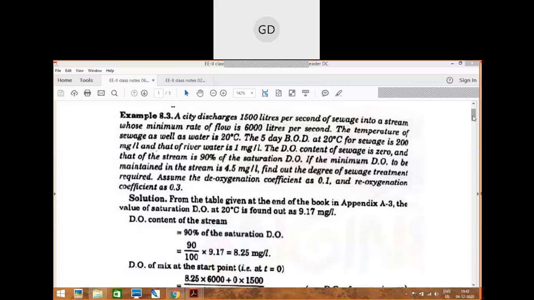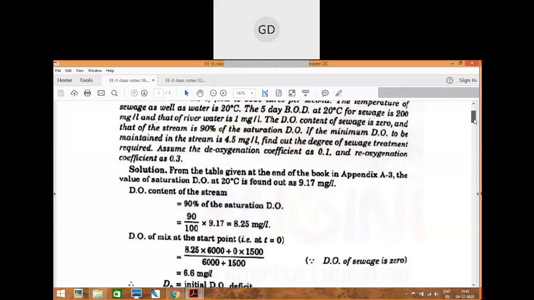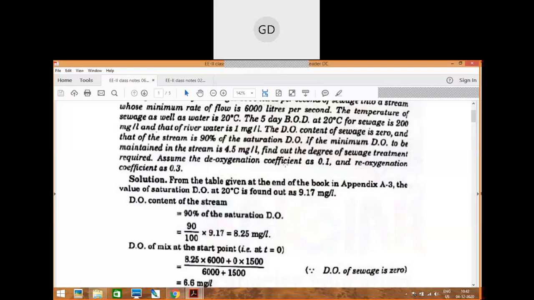Now you need to find out the DO content of the stream. Then we will find out the DO of the mixture of your sewage and the river water. So first you find out the DO content of the stream. How will you find out? In the question, it is mentioned that the DO content of sewage is zero and that of the stream is 90% of the saturation DO.